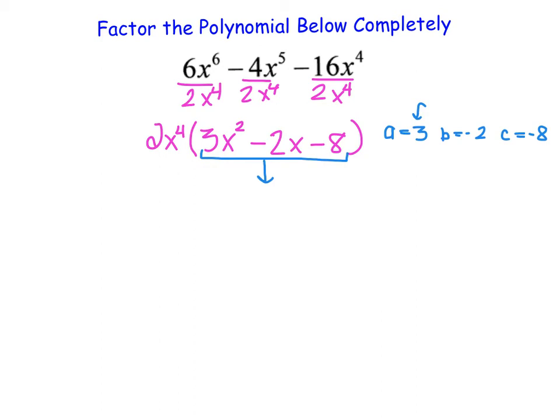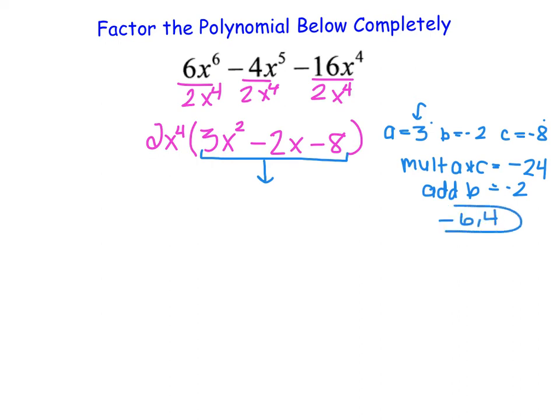So we're going to start because we still have to find two numbers that multiply to whatever a times c is. So in this case, 3 times negative 8 is a negative 24. So I need two numbers that multiply to negative 24 and add to my b value of negative 2. So two numbers that multiply to negative 24 and add to negative 2, we have negative 6 and 4. So those are our two numbers that are going to help us to factor this further.